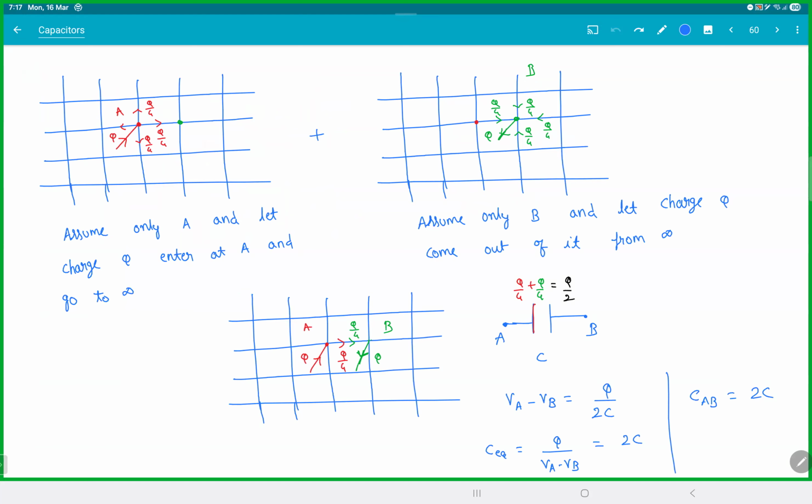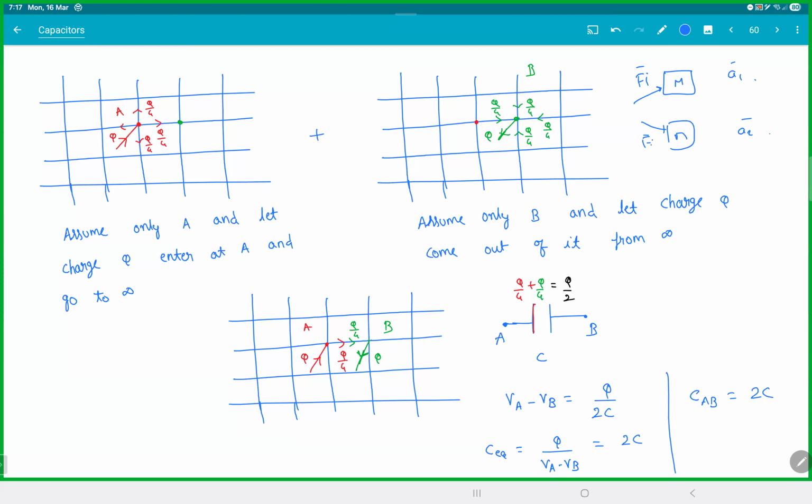Now, if I superpose these two circuits, whenever you send charge through A, you get Q by 4 in the middle branch. Whenever I pull charge Q from B, you get one more Q by 4 in the middle branch. This is called the principle of superposition. If event 1 creates effect 1 and event 2 creates effect 2, then when you have event 1 plus 2, you have effect 1 plus 2. To give a simple example, let's say you have a block of mass M, and if you apply a force F1 and get acceleration A1, and on the same block you apply force F2 and get acceleration A2, then when you apply F1 plus F2, you get acceleration A1 plus A2.